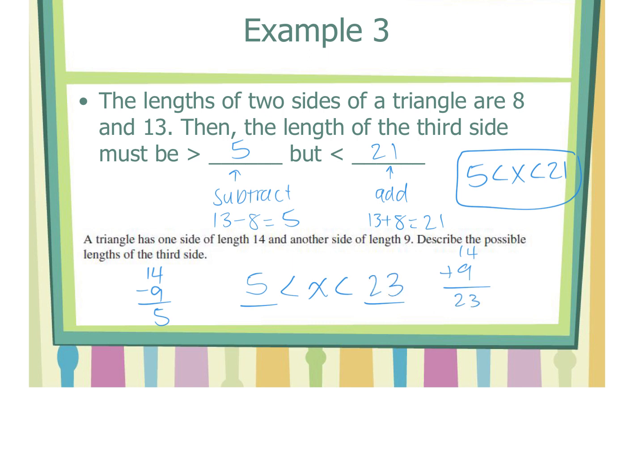Now, guys, could the third side be 5 units? No. Why not? Has to be bigger than 5, okay? Could it be 23 units? No, it has to be smaller than 23, in order to create a triangle.